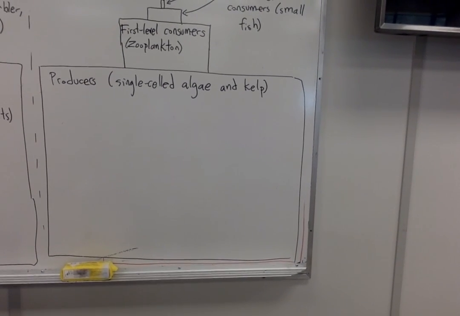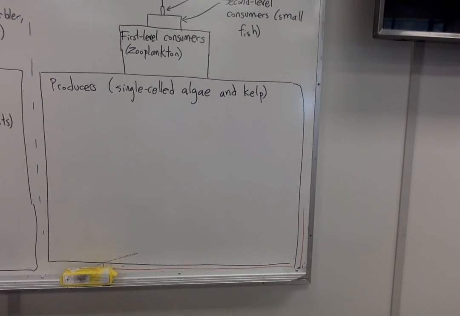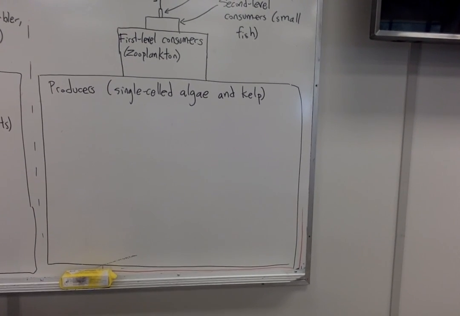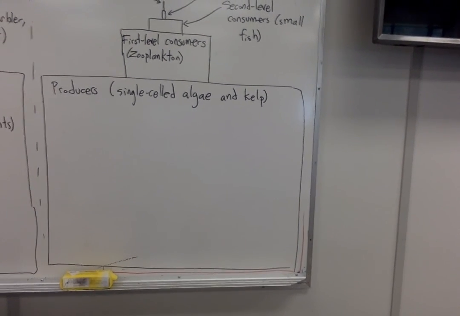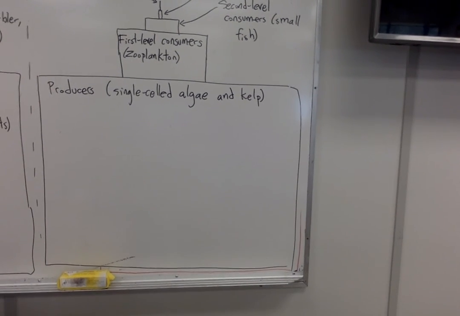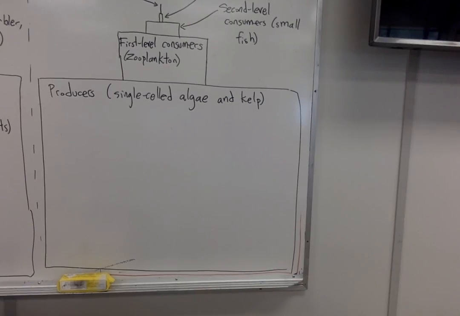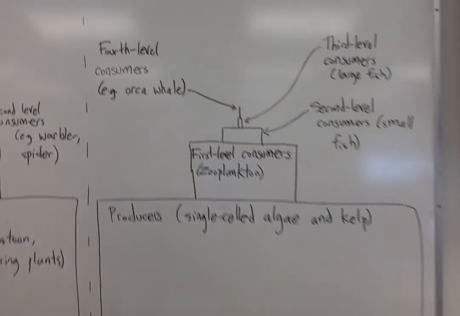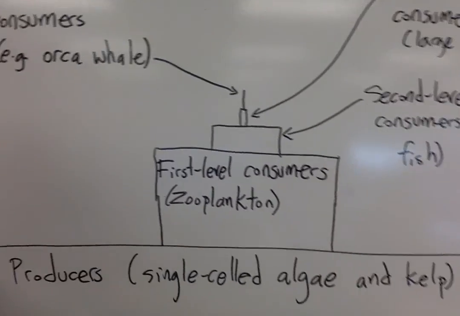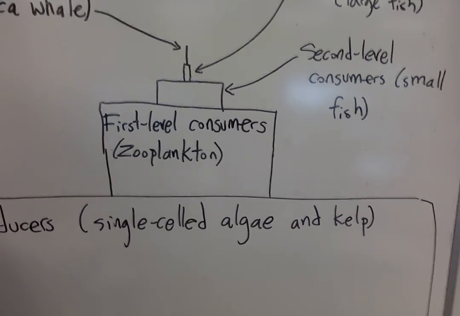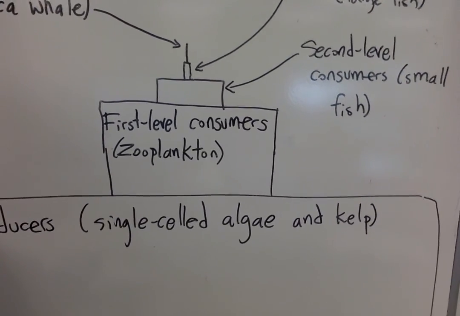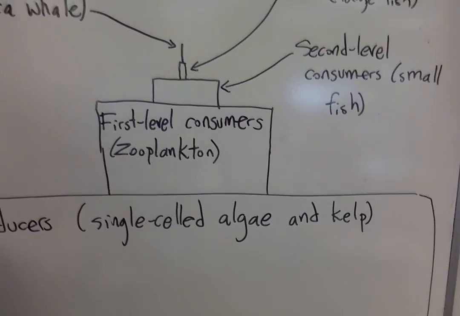The plants that live in the ocean are mostly algae, single-celled algae, and kelp, like kelp forests. Those are your producers. They're sometimes called phytoplankton, but here's a word for you: the first level consumers, the things that eat the producers in the ocean ecosystem, are called zooplankton.